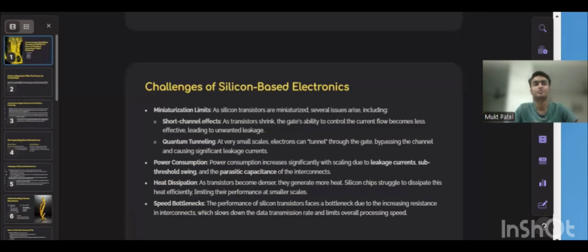Heat dissipation. As transistors become denser, they generate more heat. Silicon chips struggle to dissipate this heat efficiently, limiting their performance at smaller scale. Speed bottlenecks. The performance of silicon transistors faces a bottleneck due to increasing resistance in interconnects, which slows down the data transmission rate and limits overall processing speed.